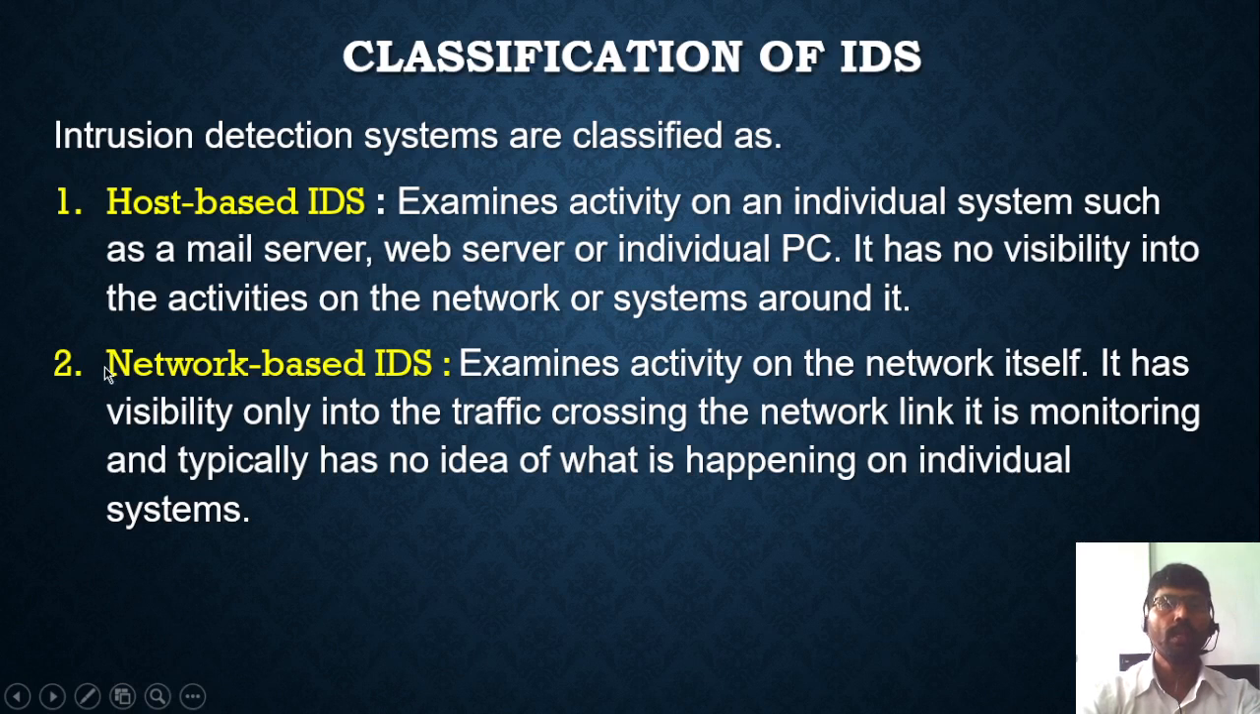As opposed to this, the network-based IDS examines the activity on the network itself. It has visibility into the traffic crossing the network link it is monitoring, and typically has no idea of what is happening on the individual systems. That means in network-based IDS, we will continuously monitor the traffic, looking for malicious activities going on between the systems.